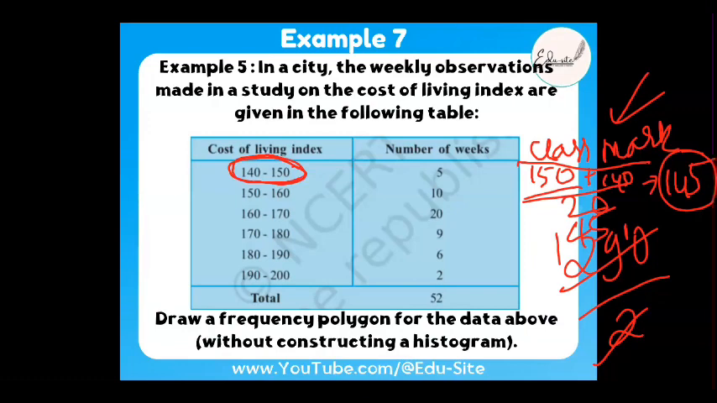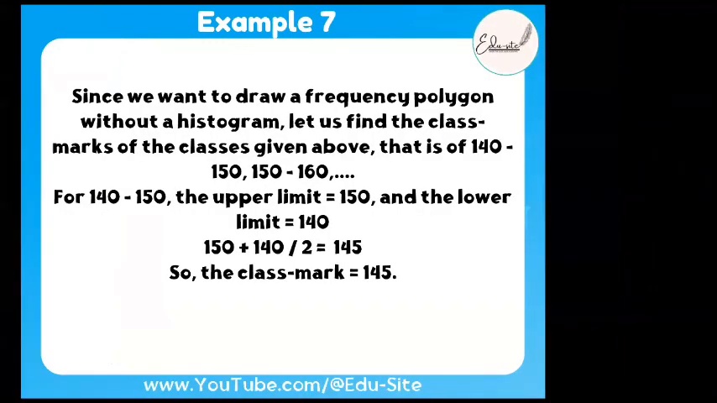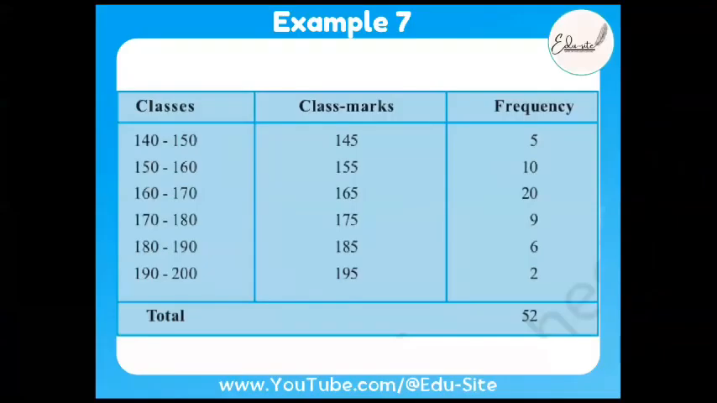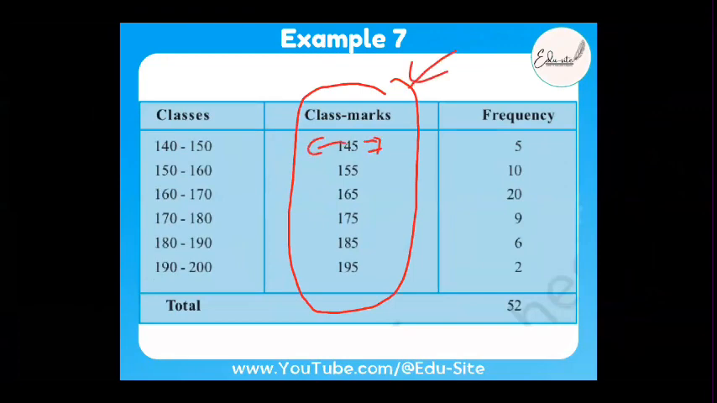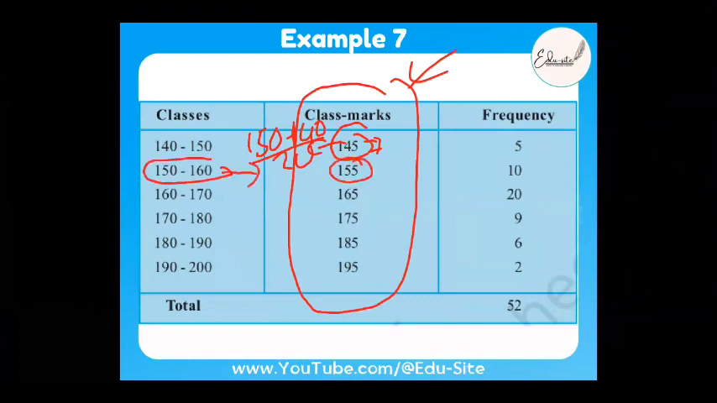Right, beta? Yes. So in this way, we are going to track it down, and then we are going to create another column which is about the class mark, right? This is how the class mark is made. How did you find this? It is nothing but 150 plus 140 over 2. Correct, beta? The answer is 145. Then again, 150 plus 160 by 2. What is the answer?